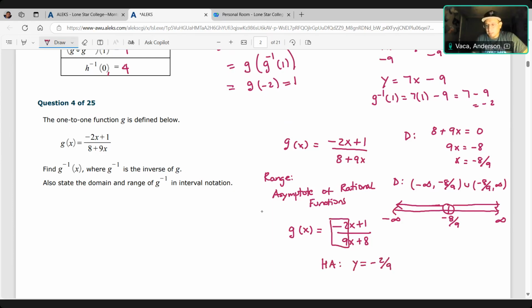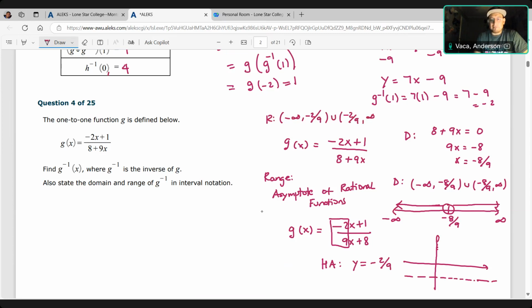So therefore, if you think about what's happening here with this graph, to give ourselves an idea, negative 2 over 9, let's say somewhere here, we're going to have some branches. We can choose any value of y, or the output will be any value of y except this horizontal asymptote. So therefore, the range of g will be negative infinity, comma, negative 2 over 9, union, negative 2 over 9, positive infinity.